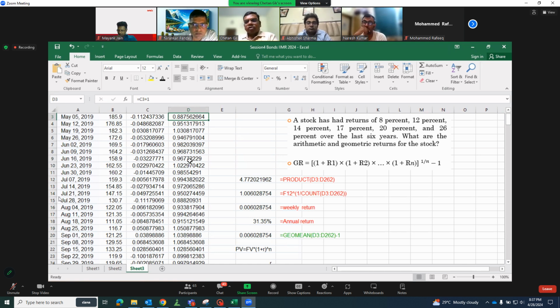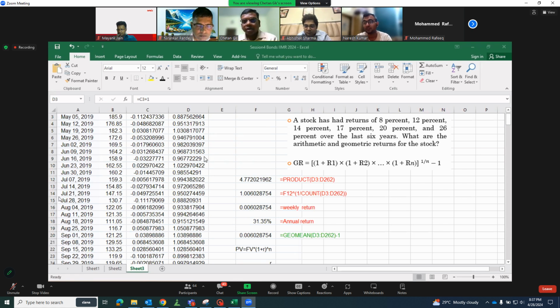So shall we close the session? Anything else to discuss? Sir, I just put a question in the chat box. Sales for 2019 is 300 crores, 2020 is 400, 2021 is 150 crores; calculate the CAGR. Same as what we have just discussed.